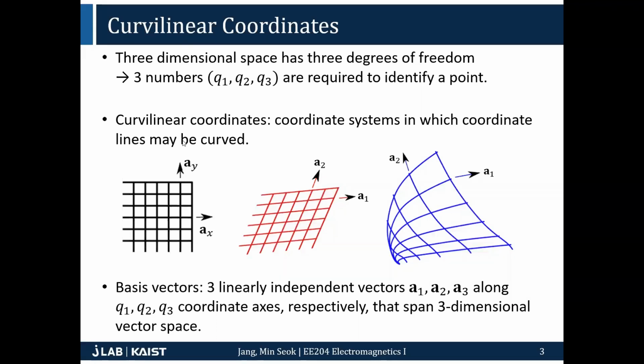So what we started to learn last time was about curvilinear coordinates. And then we talked about coordinate variables like Q1, Q2, Q3, and the unit vectors or basis vectors A1, A2, A3, right? And in general, these coordinate basis vectors are dependent on the position, right? The direction of the unit vector changes as a function of position, like in this example.